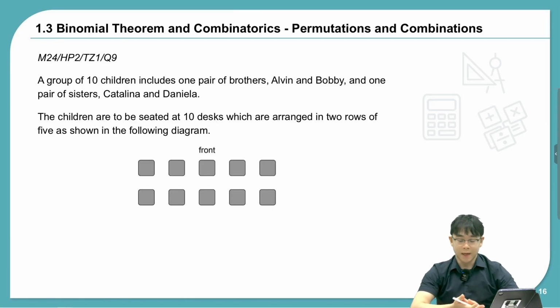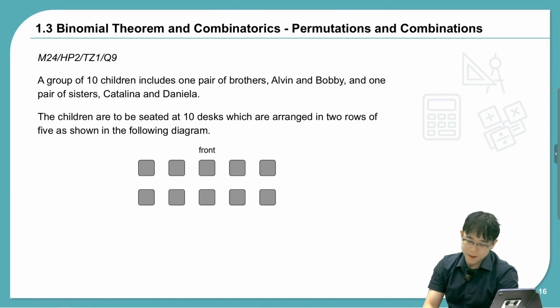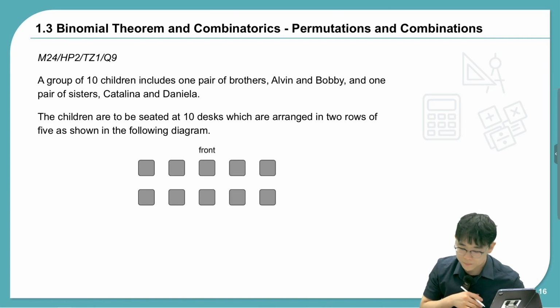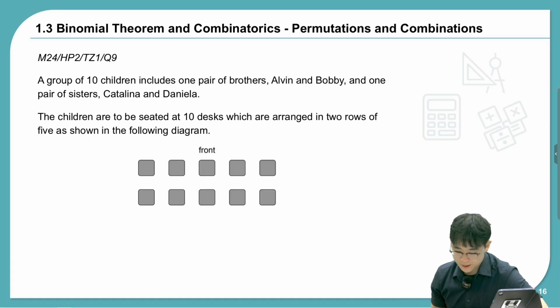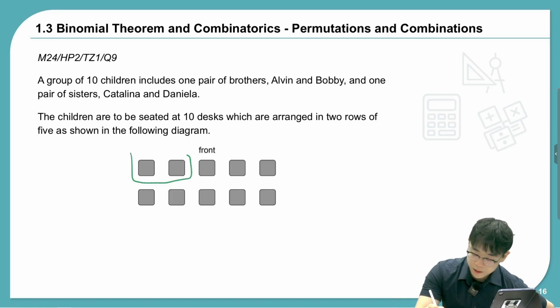Now let's move on to number 9. We have a typical seating problem with Alvin, Bobby, Catalina and Daniela. So A, B, C, D, those kids are sitting as part of a group of 10 children with 10 desks. We're trying to see how Alvin and Bobby could be seated next to each other in the same row. So let's see how that will work. Let's say we set apart 2 seats for Alvin and Bobby.